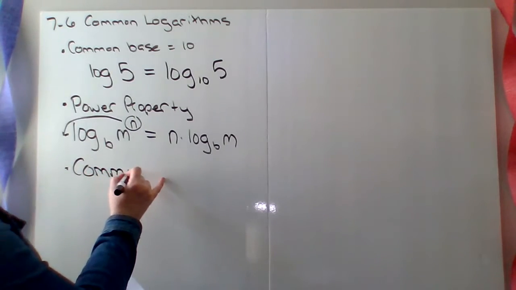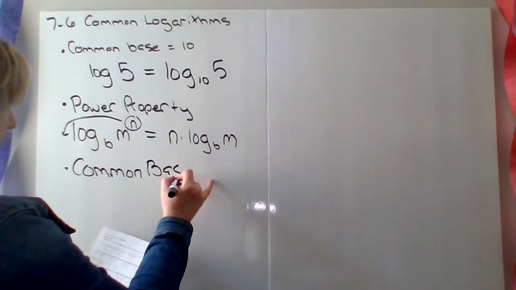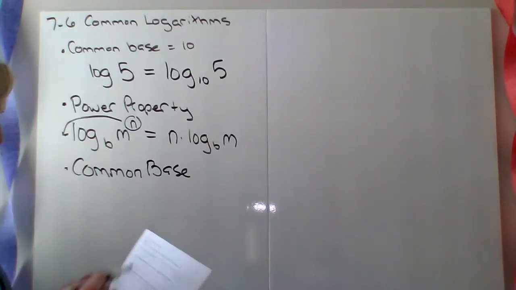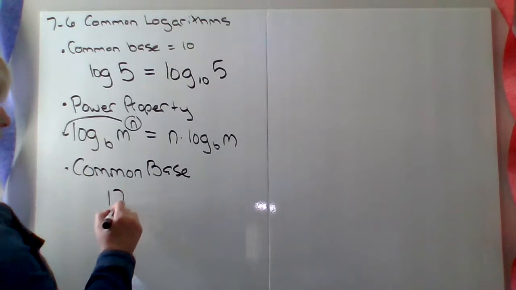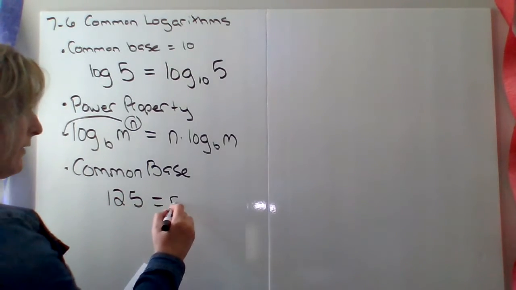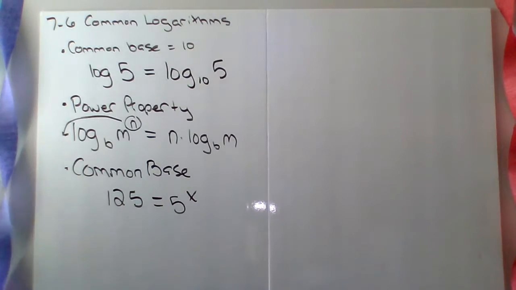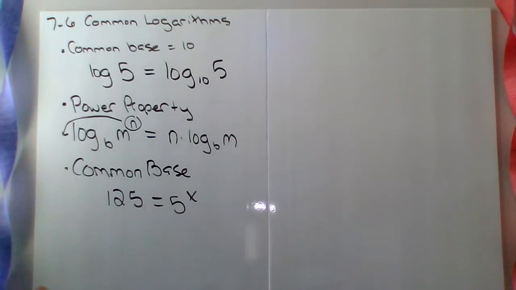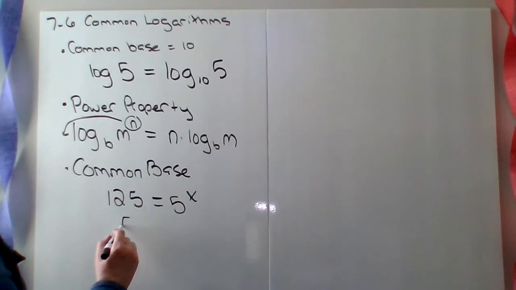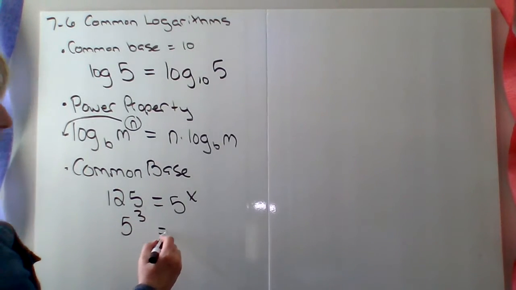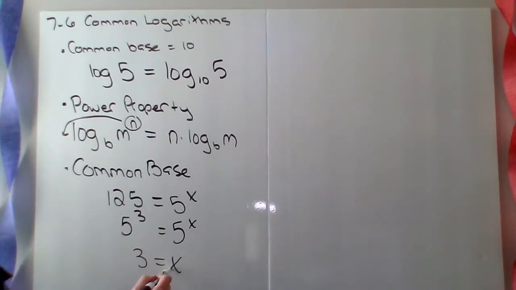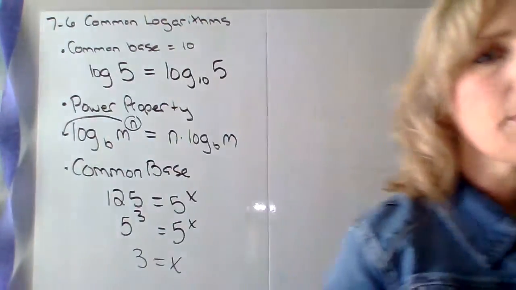We've also simplified with a common base. So for example, if you have 125 equals 5 to the x, and you want to solve for x, if these bases are the same, then your exponents are the same. I know that 125 is the same as 5 to the third power. So if your bases are the same, then your exponents are the same. So this is how we've solved problems in the past.